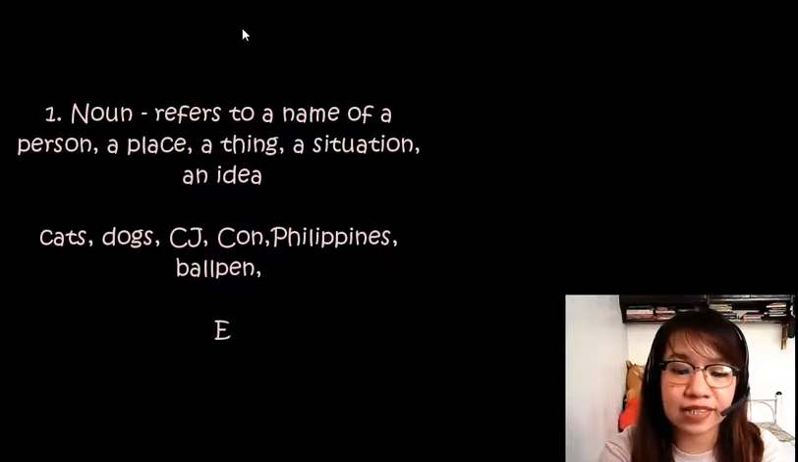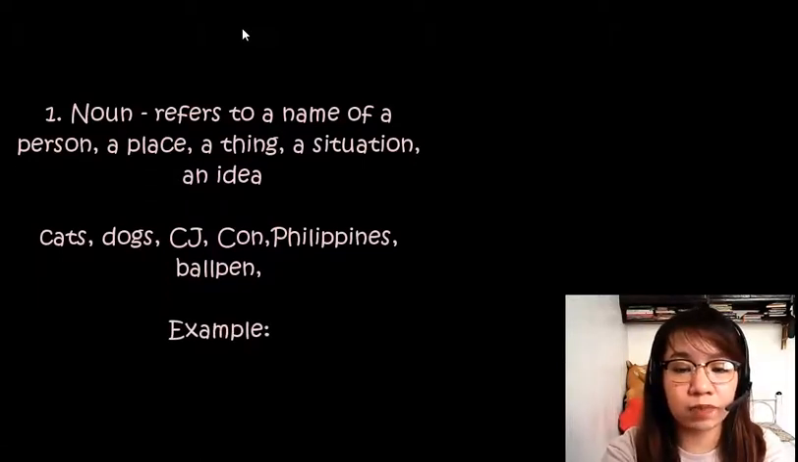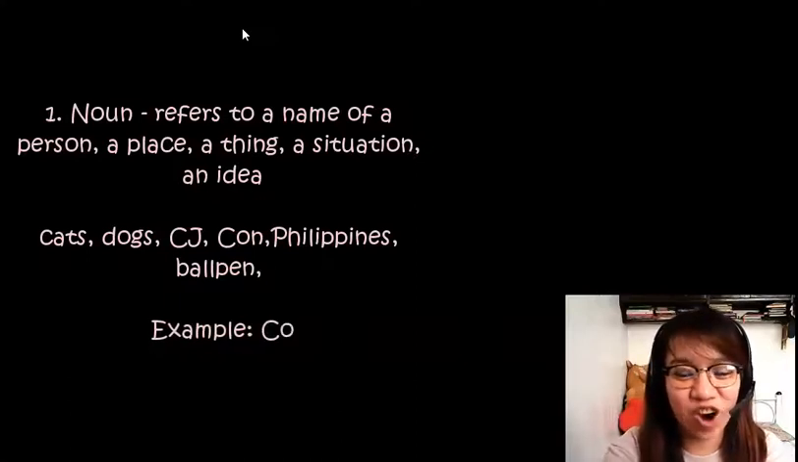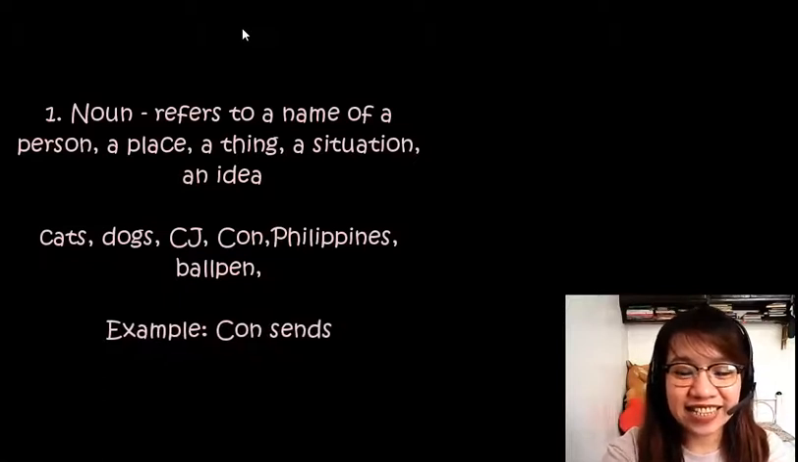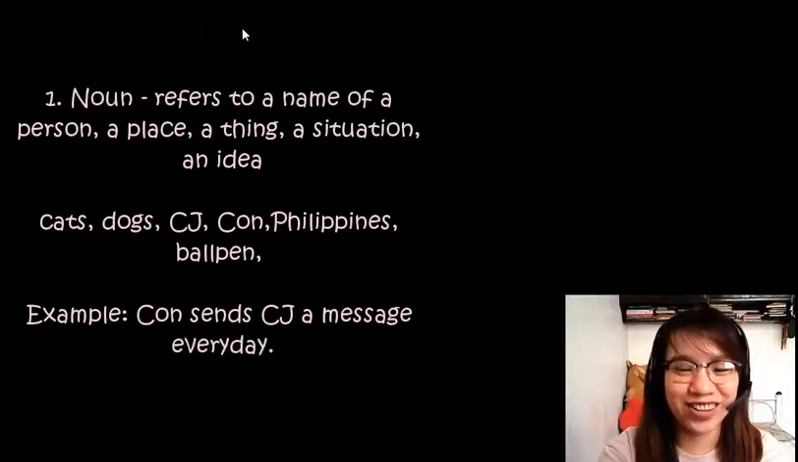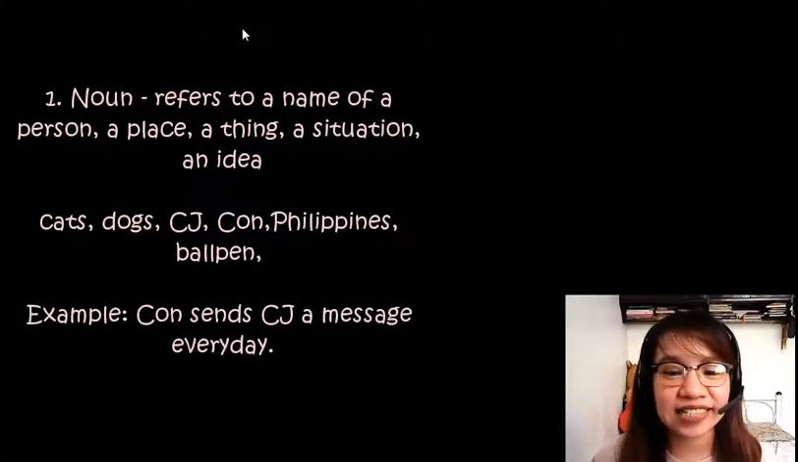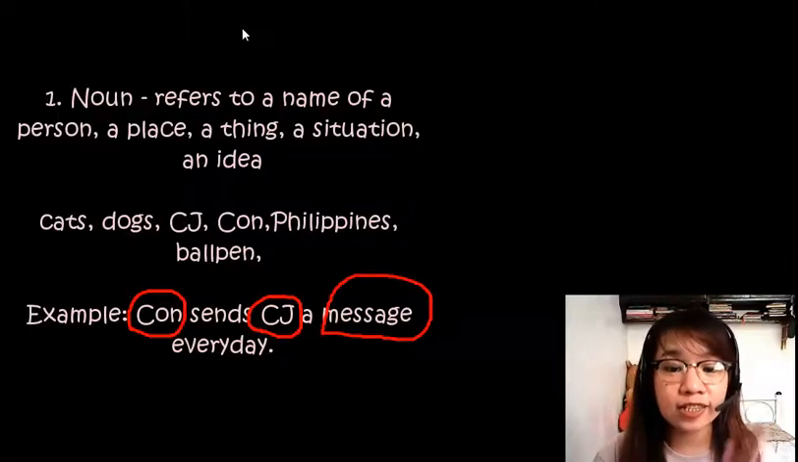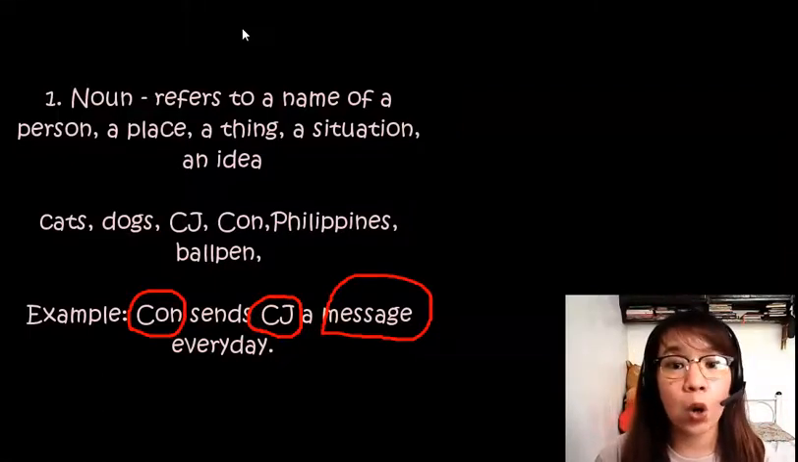I'll give you an example sentence here, and maybe this sentence will be the one that we're using throughout the video. Con, excuse me, I'm going to use your name, alright? Con sends CJ a message every day. Let's talk about this sentence. In this sentence, Con is a noun, CJ is also a noun, and message is also a noun. Con, CJ, and message are all nouns.